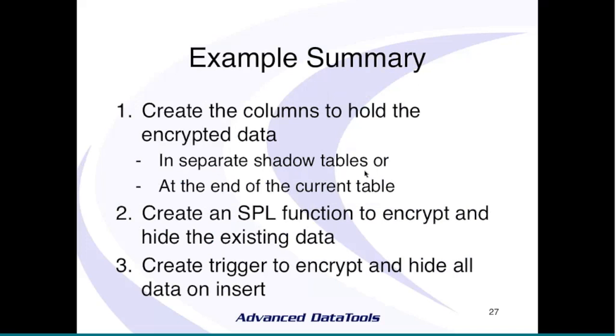So this is a summary of the example. First, you create columns to hold the encrypted data. You can do that in a separate shadow table or at the end of the current table. Second, you create a stored procedure to encrypt and hide the existing data. Then you create a trigger to encrypt and hide all data on insert. This means none of your insert applications need to change. That's all done in the background. If you want to update data, you can do the same thing with an update trigger.